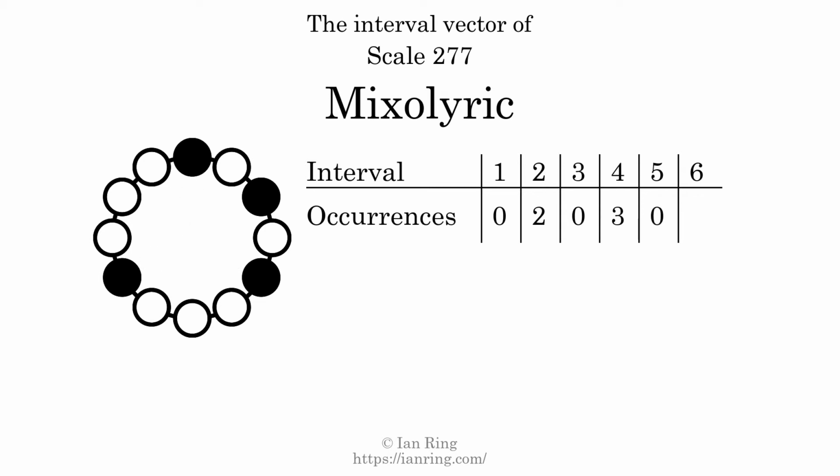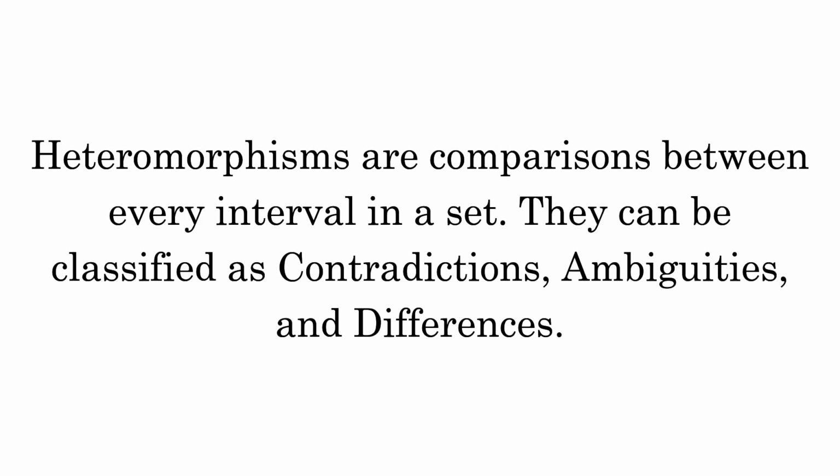There are no intervals with the size of 5 semitones. There is one interval with a size of 6 semitones. It is here. Each interval does not appear in this scale a unique number of times, so this is not a deep scale. Heteromorphisms are comparisons between every interval in a set. They can be classified as contradictions, ambiguities, and differences.